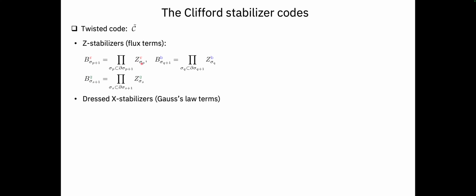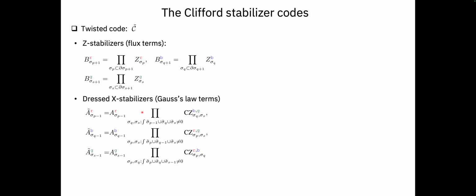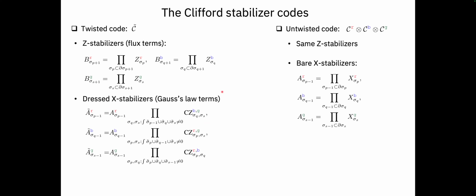It's now just generalized to a CW complex. But then it has some twisted stabilizers, which are denoted by A tilde. So it's a product of A without tilde, and then some additional CZ operator. And there's a corresponding untwisted code, which is 3 copies. We call them red, blue, and green.